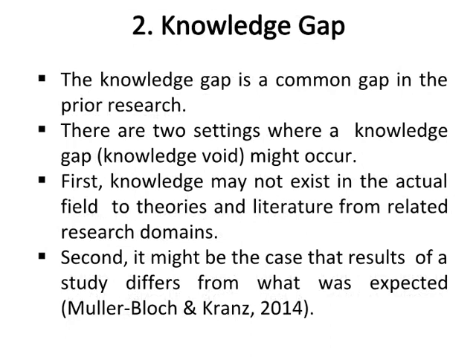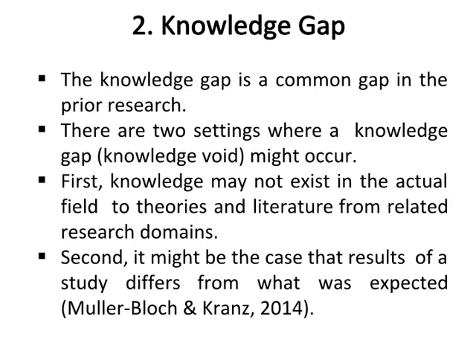Number 2 is knowledge gap. The knowledge gap is a common gap in the prior research. There are 2 settings where a knowledge gap, or knowledge void, might occur. First, knowledge may not exist in the actual field, due to theories and literature from related research domains. Second, it might be the case that results of a study differ from what was expected.